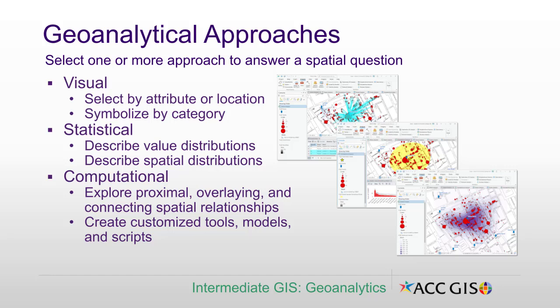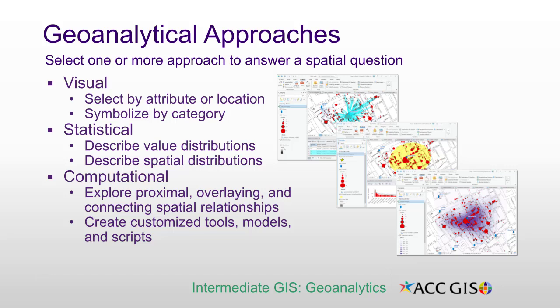To summarize, there are a number of geoanalytical approaches that we can use to answer a spatial question, including visual, statistical, and computational approaches. Visual geoanalytical approaches include things like selecting by attribute or location, or symbolizing by category, so that we can visualize spatial data to come to a better understanding of it.